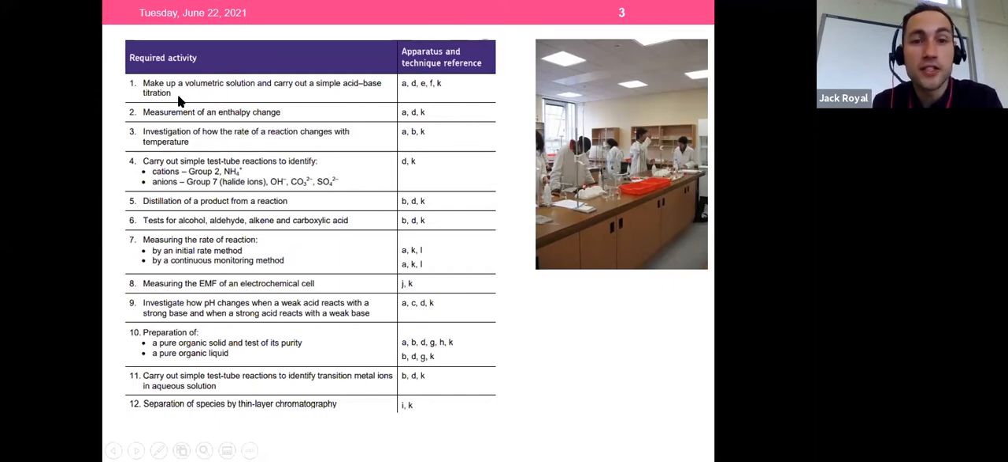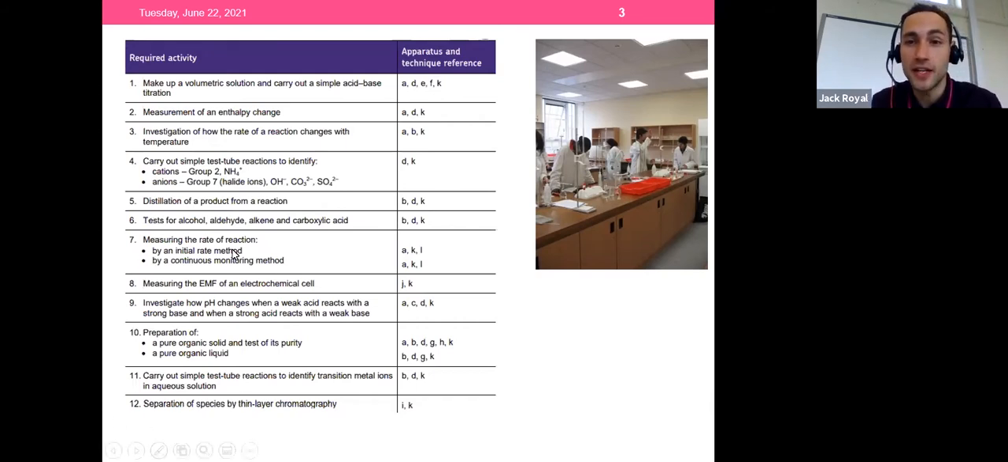Next year there's simple acid-base titration, measuring enthalpy change, looking at how the rate of reaction changes with temperature, some simple test tube reactions, distillation, and tests for some organic compounds. Lots of those will sound familiar to you because they're covered in most GCSE specifications and syllabuses, depending which one you've studied this year and last. The purpose of A-level is to build on the knowledge and the skills that you develop at GCSE to prepare you for higher education or university life.